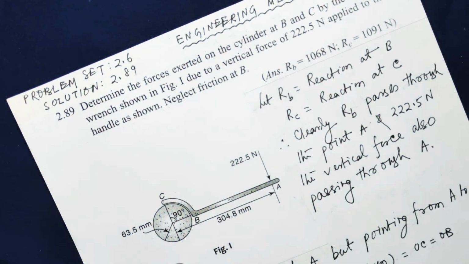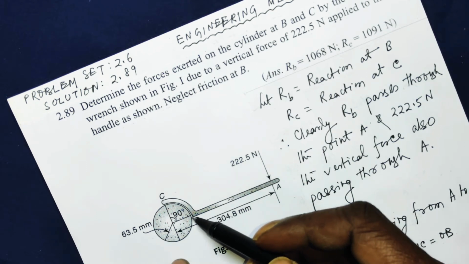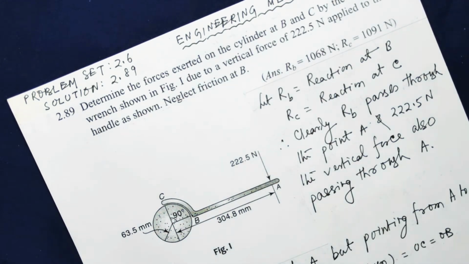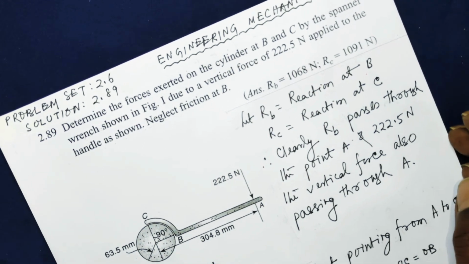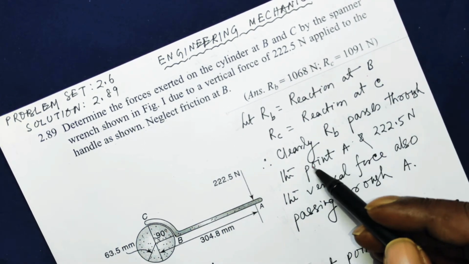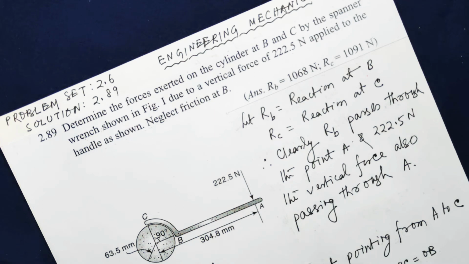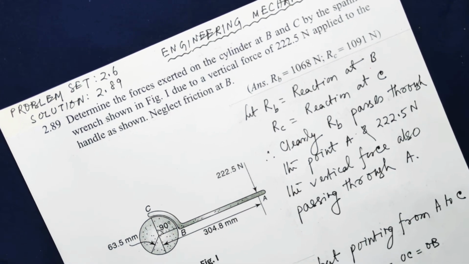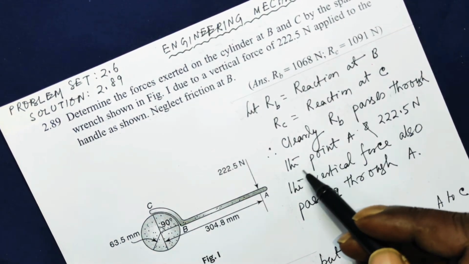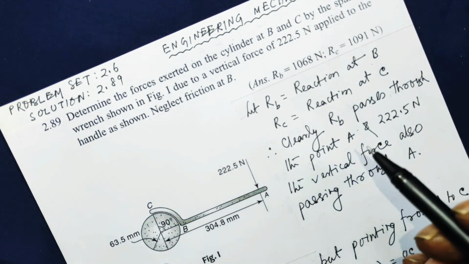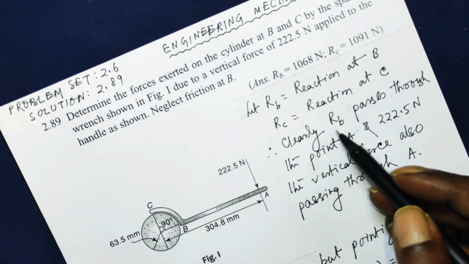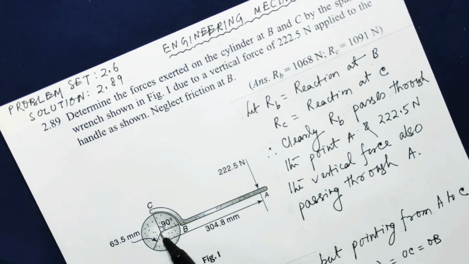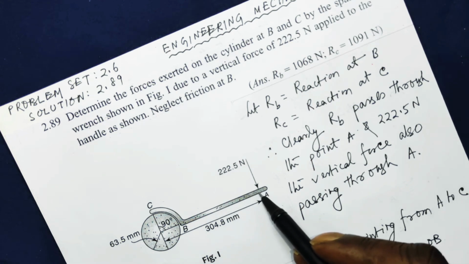So there are 2 points of contact with the cylinder at B and C. So there will be a reaction force at B and a reaction force at C. Let RB be the reaction at B, RC the reaction at C. Now if you look at the reaction at B, which is pointing to this side, it passes through the point A.